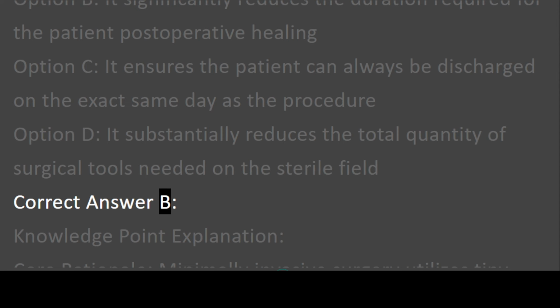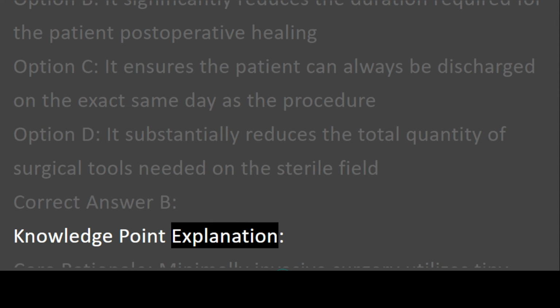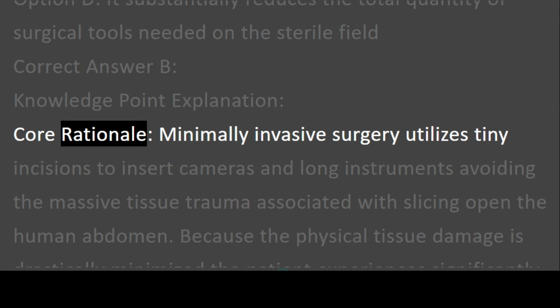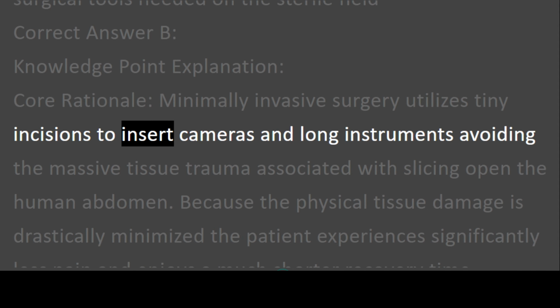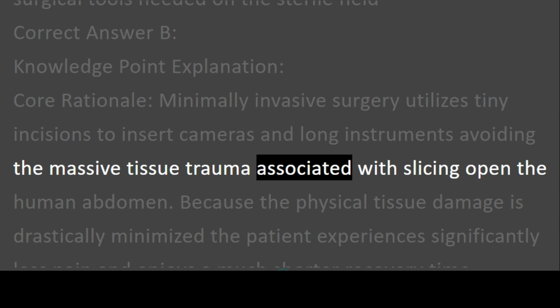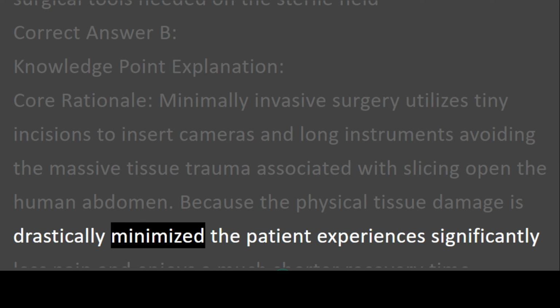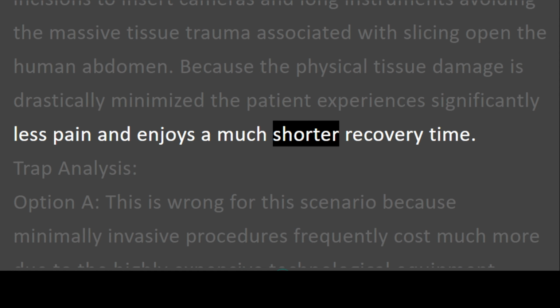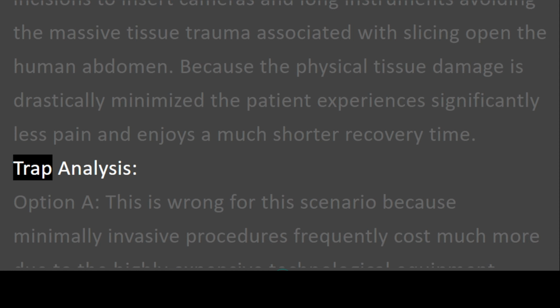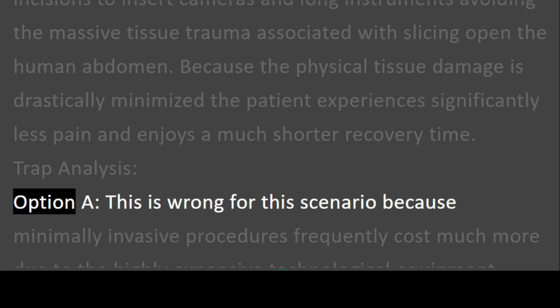Correct answer B. Knowledge point explanation. Core rationale. Minimally invasive surgery utilizes tiny incisions to insert cameras and long instruments, avoiding the massive tissue trauma associated with slicing open the human abdomen. Because the physical tissue damage is drastically minimized, the patient experiences significantly less pain and enjoys a much shorter recovery time. Trap analysis. Option A.